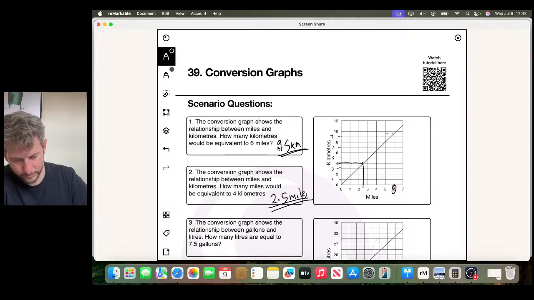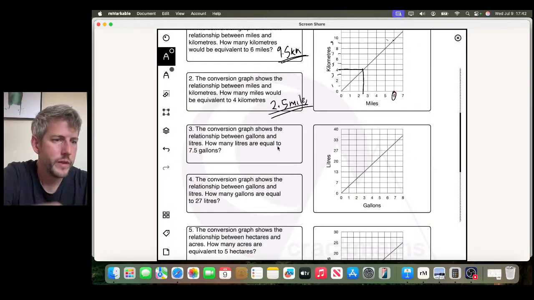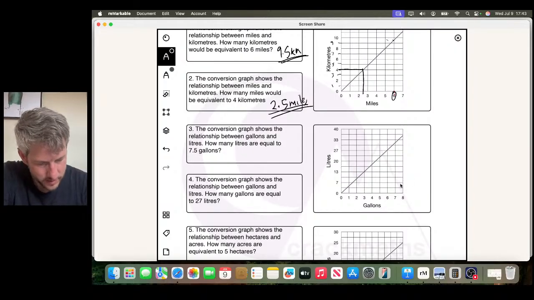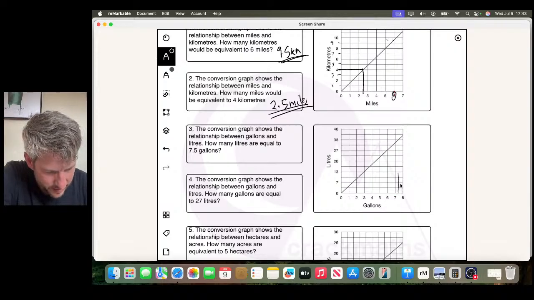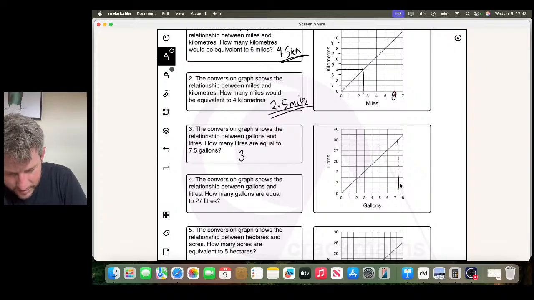Okay, right. Question 3, we've got here that the conversion graph shows the relationship between gallons and litres. How many litres are equal to 7.5 gallons? Okay, so 7.5 gallons is halfway between 7 and 8. Here we go. I see why they've done this. So this would be 33 litres.